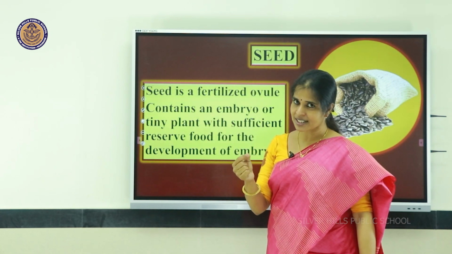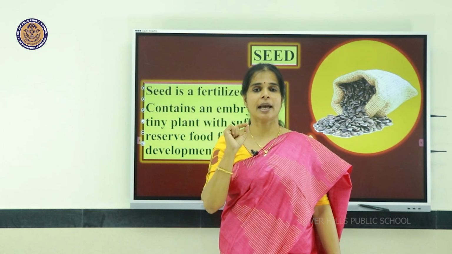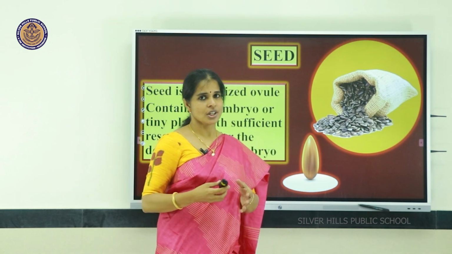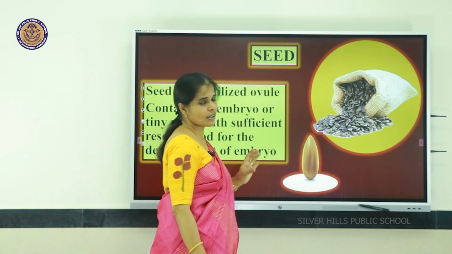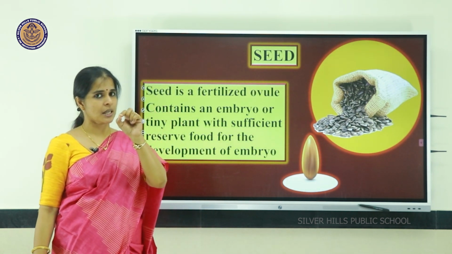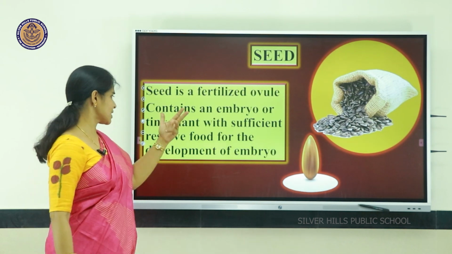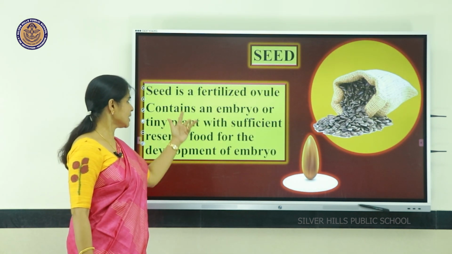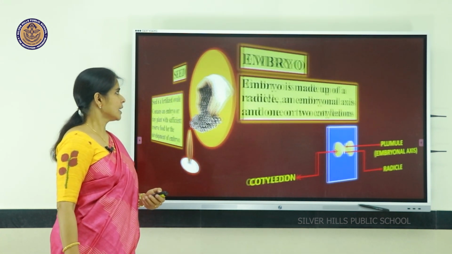What is present inside it? Inside, the live part is present. What is the live part called? Embryo. And its nourishment part is also present inside it. Together we call it as seed. So, a seed means inside is its life containing part, the embryo, and the embryo for its own growth requires some reserve food for nourishment. All together its structure we call it as the seed.